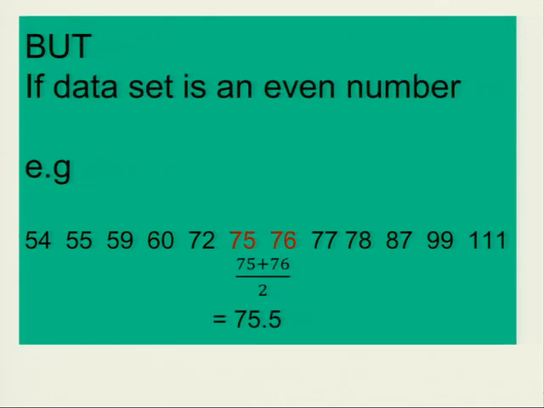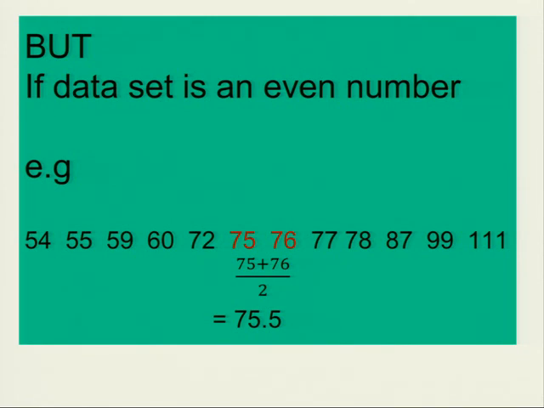Okay? But if the data set is an even number, remember even numbers, grade 12s, 2, 4, 6, 8, 10, 12, those are even numbers. So if a data set that you are provided gives you an even number, you are going to have two numbers in the middle. Let's count the data that you are provided with. It's 1, 2, 3, 4, 5, 6, 7, 8, 9, 10, 11, 12. So we have 12 values in this data set. And 12 is an even number.